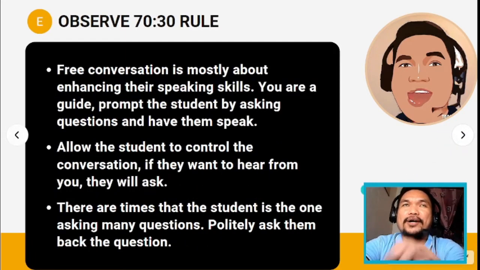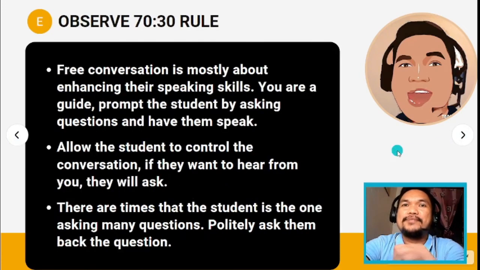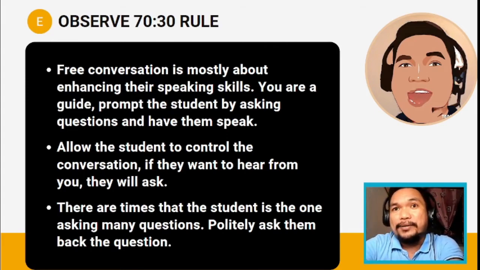Now, observe the 70-30 rule. Free conversation is mostly about enhancing their speaking skills. Remember that 70-30 means that for 70% of the whole time the students must be speaking, and you only have about 30%. So it's enough of asking questions. Remember that you are a guide. Prompt the student by asking questions and have them speak. Also allow the student to control the conversation.